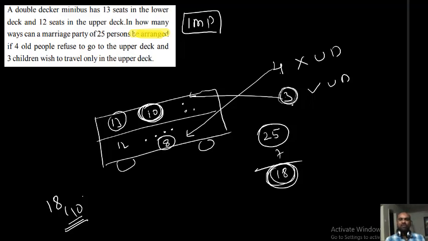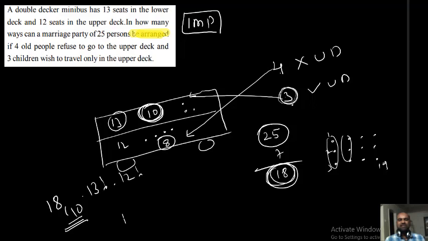After that selection, what should we do? These 13 members can change their places in 13 factorial ways. The children want to sit in the upper deck only, but the seating arrangement is not mentioned for those 3 children. That's why these 13 members can change their places in 13 factorial ways. Bus seats are arranged linearly only, no? First seat, second seat, third seat, and so on up to 13 seats. Seat numbers are there, which means that is a linear arrangement. 13 factorial. And these 12 persons can change their places in 12 factorial ways.